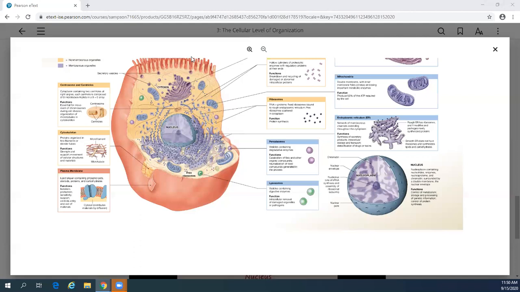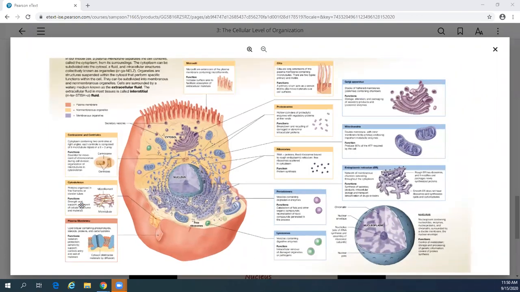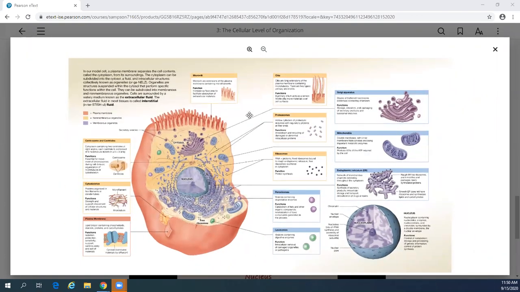All right, so some of these metabolites have to come in and some have to go out. That's all chemical reaction stuff. Okay. And we'll look more at the plasma membrane in a little bit, so you can see how it provides isolation, protection, and that stuff.